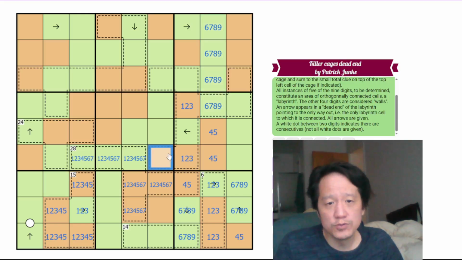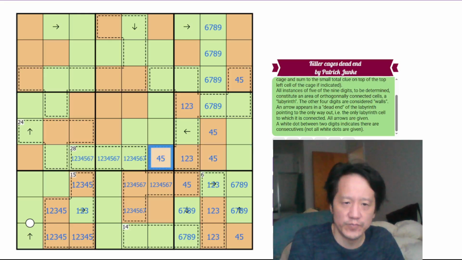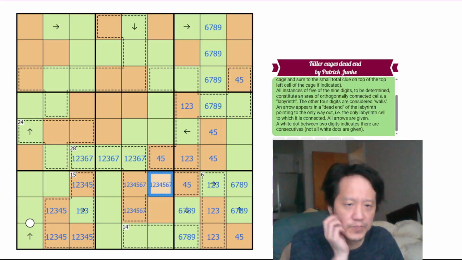The only walls remaining in this cage are 4 and 5. So this must be 4, 5, and this must be 4, 5. These cannot be 4 and 5 because 4 and 5 have to be walls.